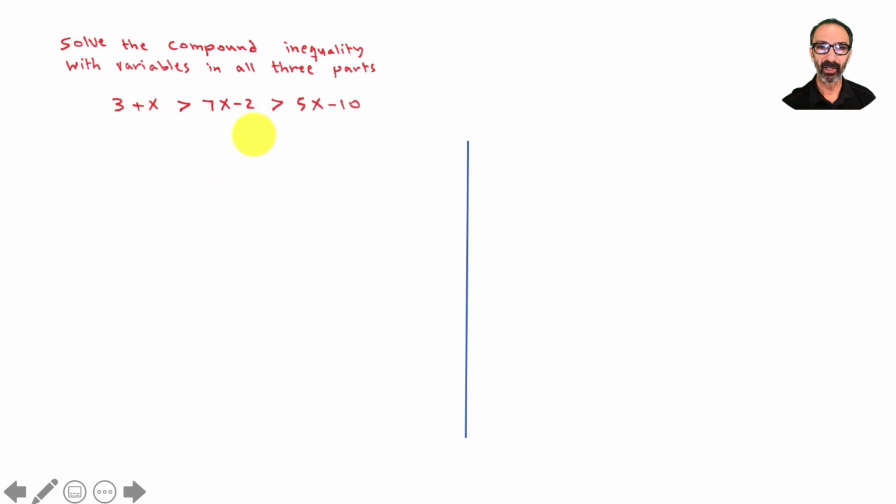Now this time it's compound, and I have x's all over the place on all 3 pieces. You could break it down. That's an option. 3 plus x is greater than 7x minus 2, and also 7x minus 2 is greater than 5x minus 10. Subtract x from both sides to leave x alone. Subtract 5x here to leave x on the left side only.